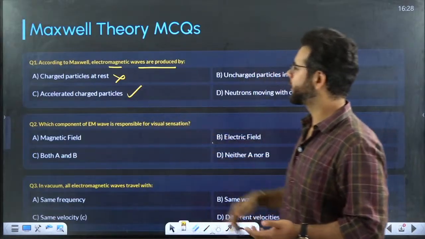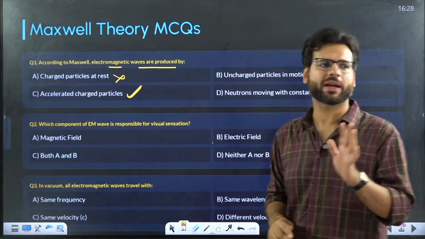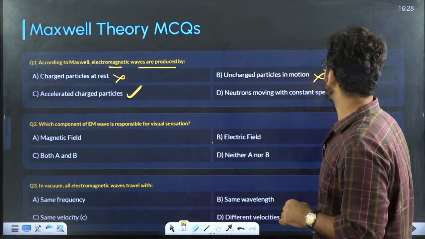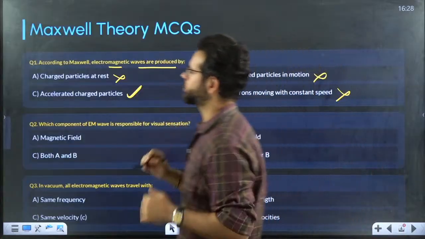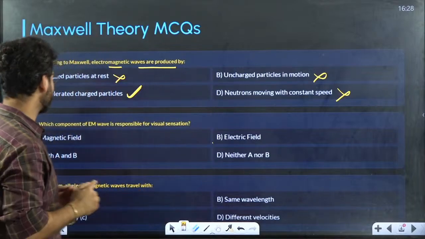Accelerated charged particle, this is correct. So when electrons are revolving, they should release the energy continuously as per Maxwell. Okay. Neutrons moving with constant speed is also not correct. Neutrons are not charged particles, and at constant speed anyways, energy will not be produced.